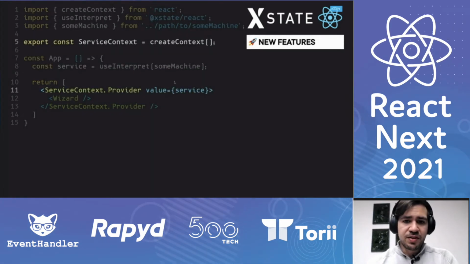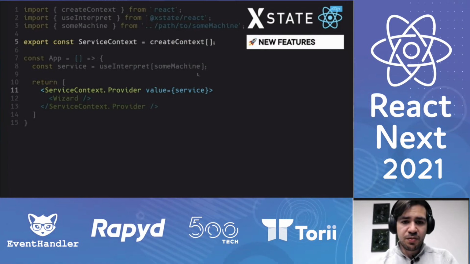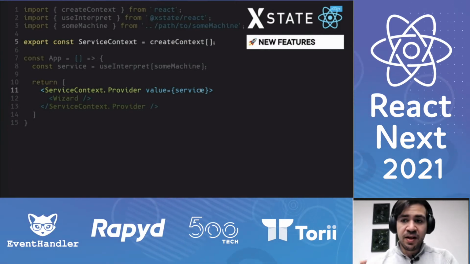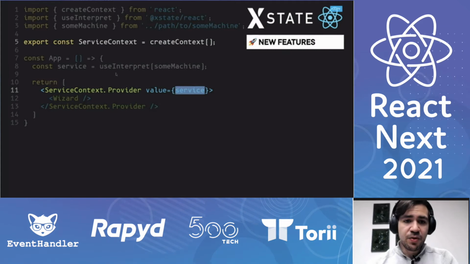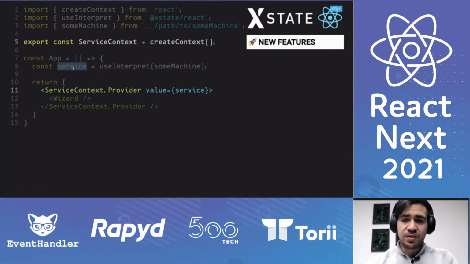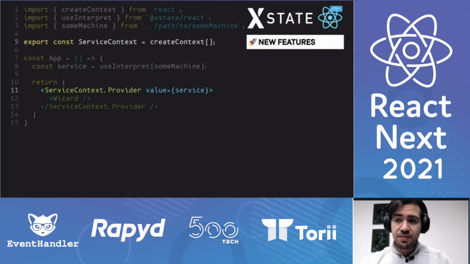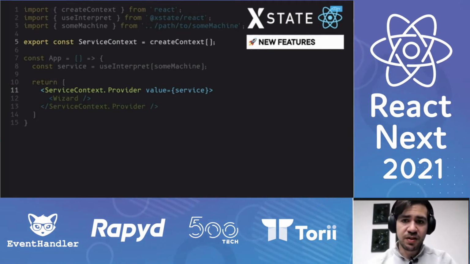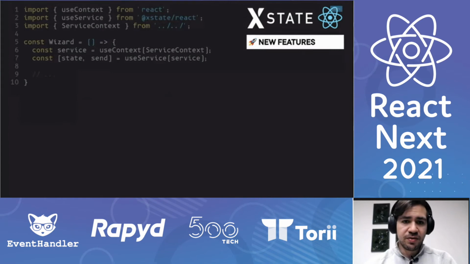So over here, I'm just passing it through a service context. And so we're providing that service as a value. Now, keep in mind, this is never going to re-render. So useInterpret is going to create that service only once. And so this is going to be really, really useful in situations where you want to share data globally between many components, but you don't want to do any sort of over re-rendering.